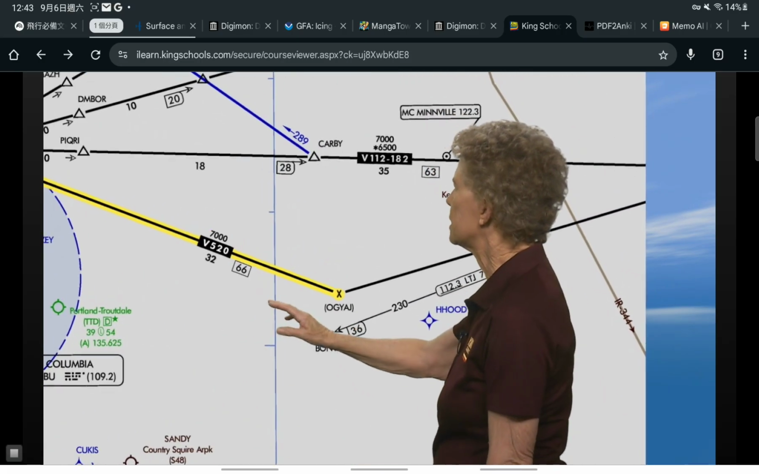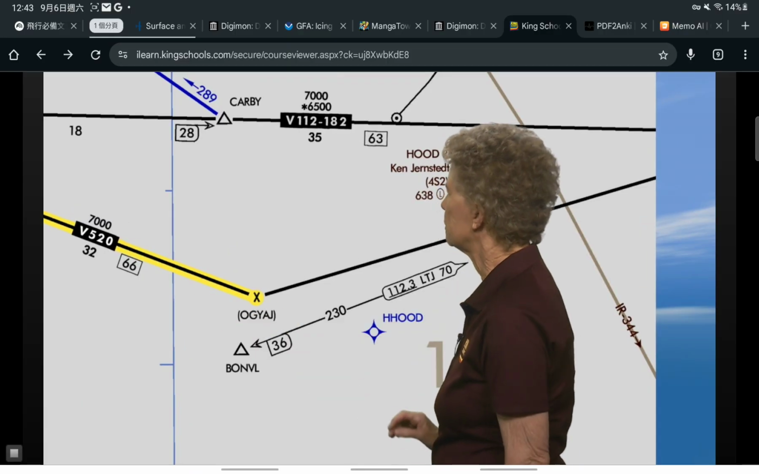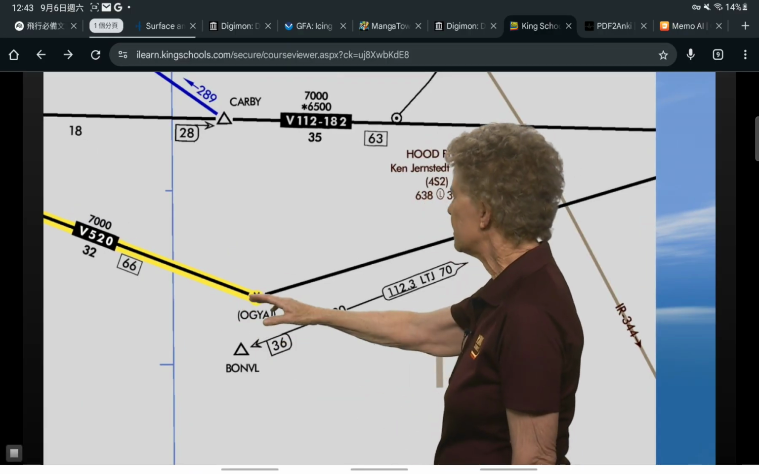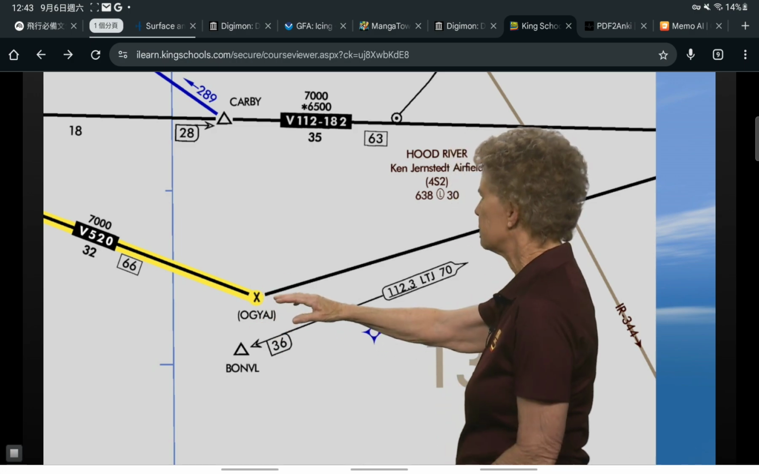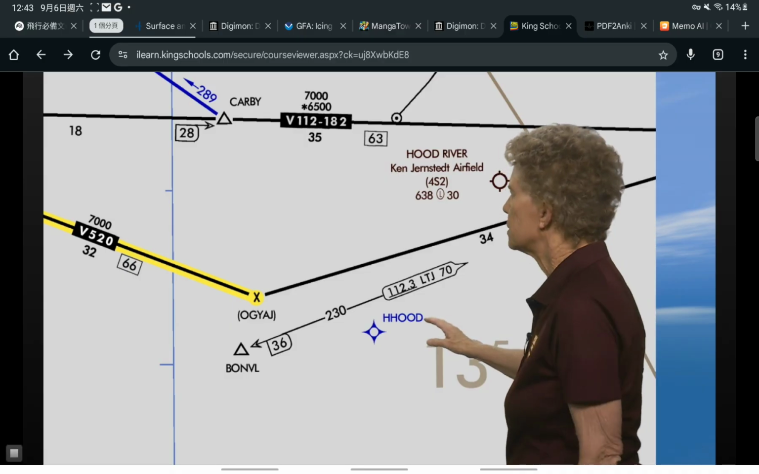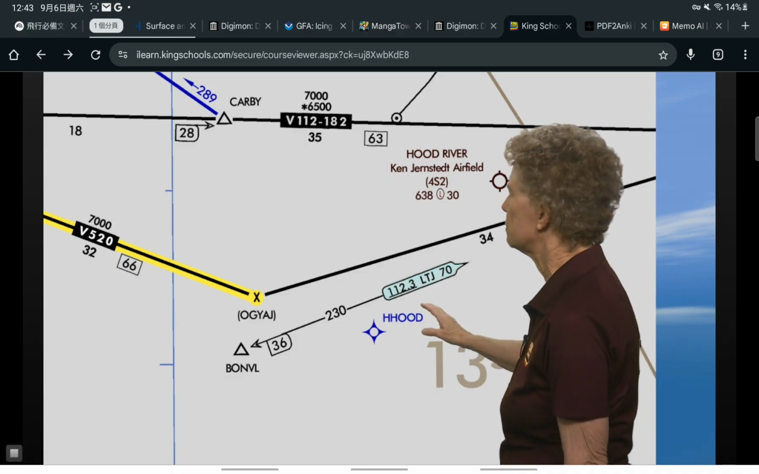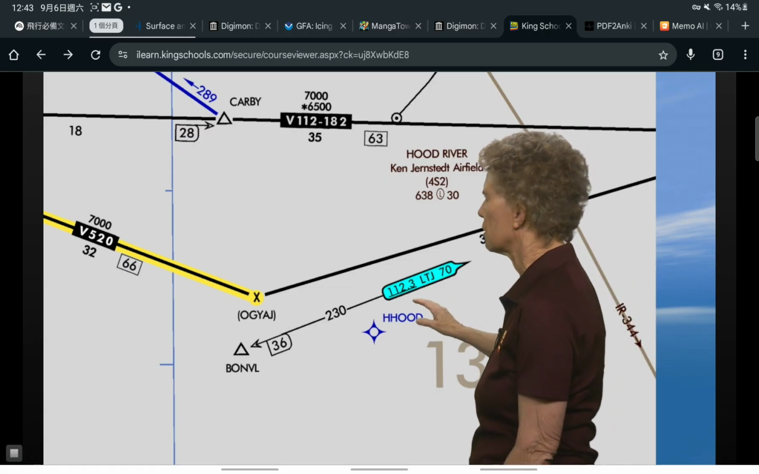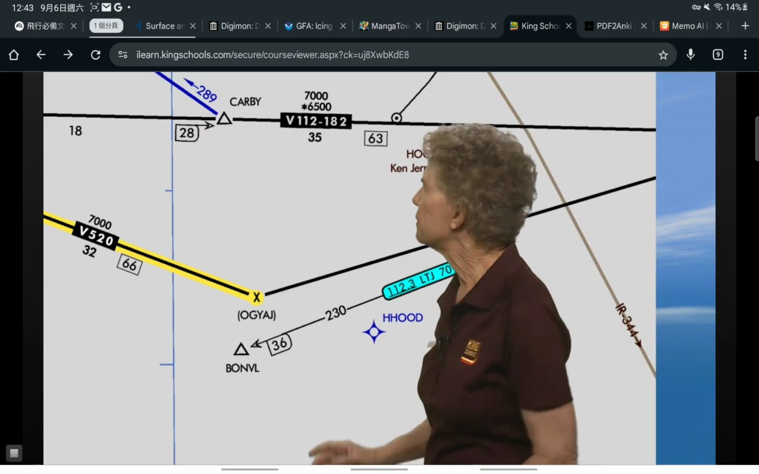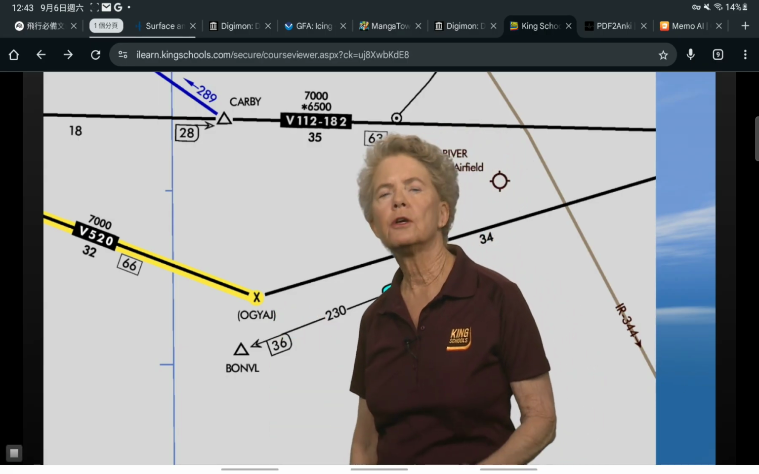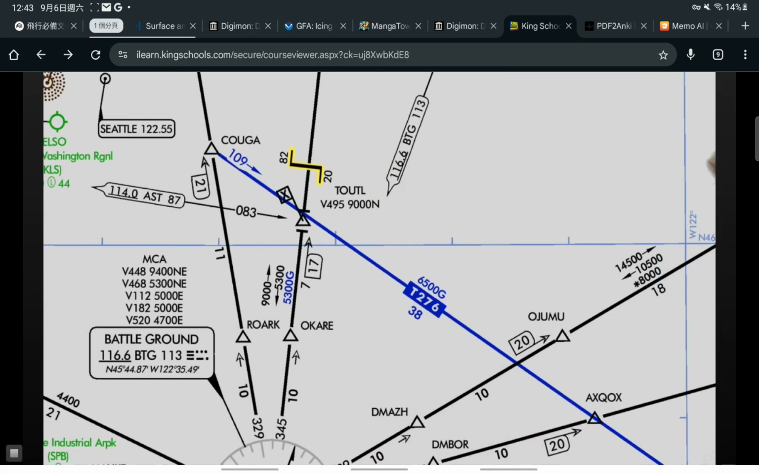On Victor 520, it's 32 miles from Battleground to this bend in the airway. And at that bend, to continue on Victor 520, you change to the Klickitat VORTAC, and its frequency is shown here because it's just off the east edge of the chart. So anytime there's a bend in an airway, that's going to be your changeover point.